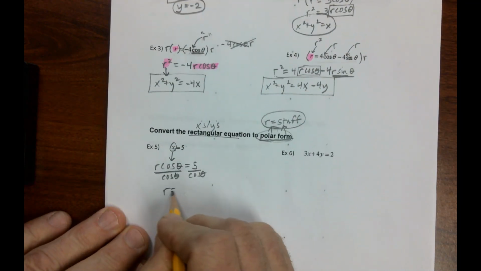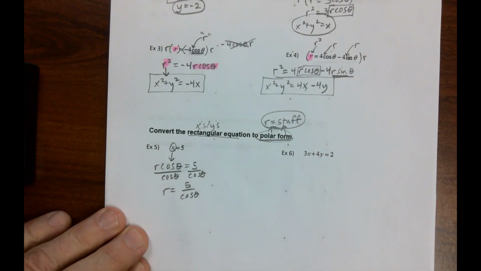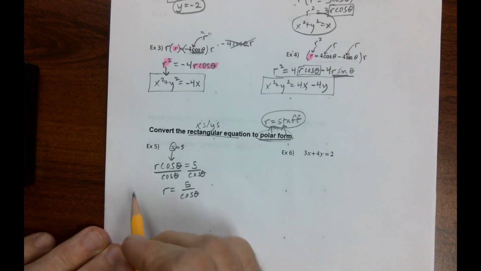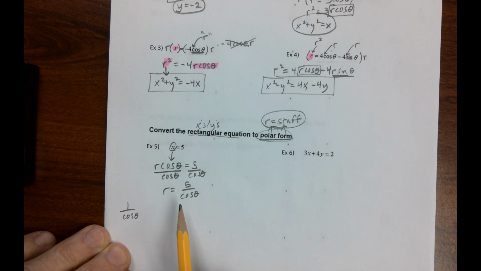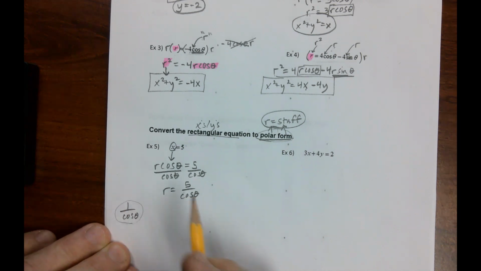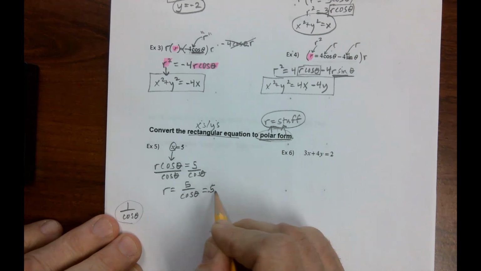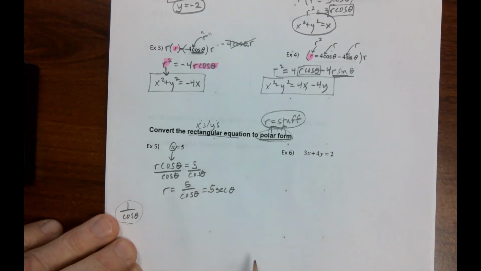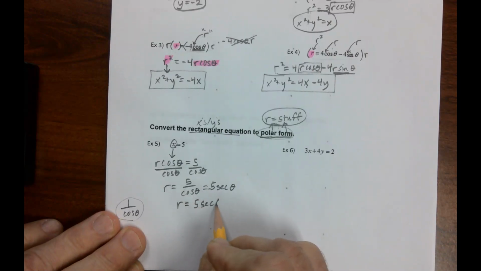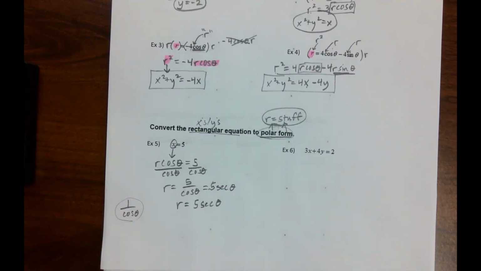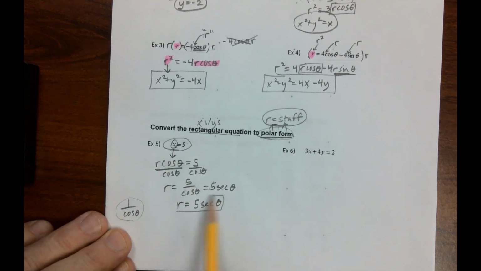and if you stopped right there, you're not wrong, but math is challenging you to remember that 1 over cosine is asking you, what is the reciprocal of cosine? Well, that would be secant. So we have 5 secant theta. So my answer would be r is 5 secant theta. And you're done. You converted this rectangular equation into a polar equation.